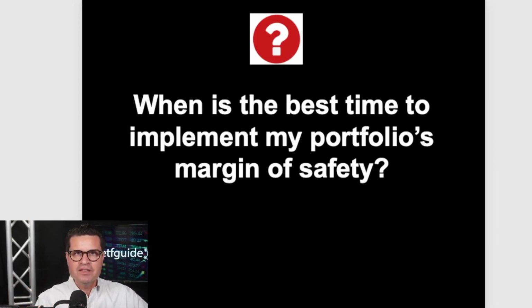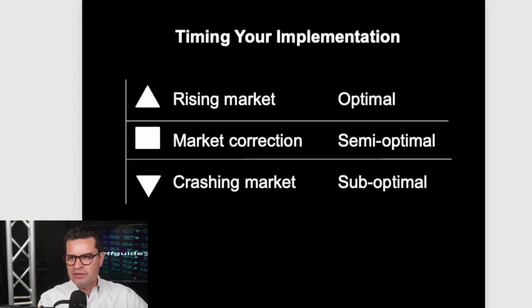And so when you think about it in terms of market conditions or market climate, there's a couple of different scenarios that none of us can control. And there's really three when I think about this. You've got rising markets, you've got market corrections, and then you've got crashing markets. And if we boil it down to these three scenarios and just simplify it, you'll see that there's an optimal time, a semi-optimal time, and a suboptimal time to implement your portfolio's margin of safety.